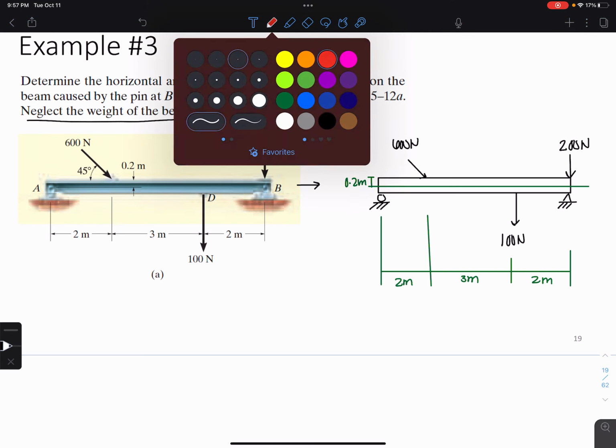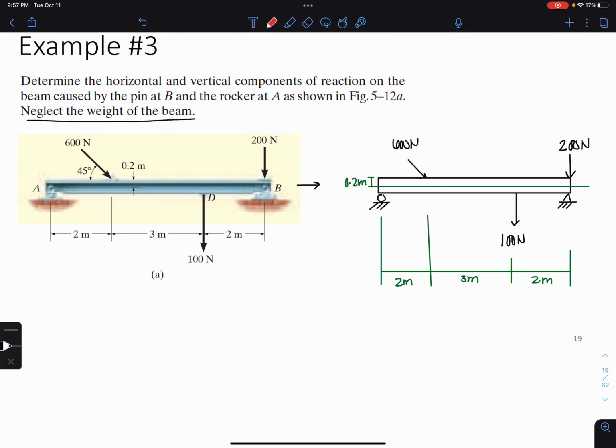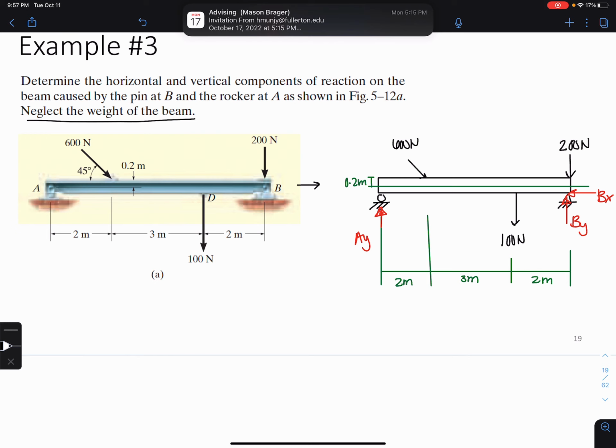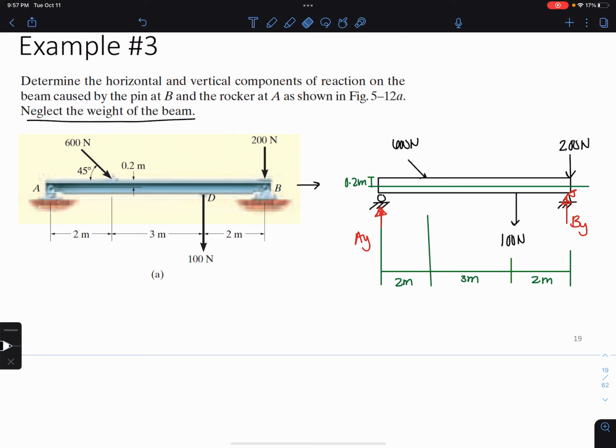Now all I need to do is go to page 10 and add in the support here for a rocker, which is a support perpendicular to the surface. So I'm going to call this Ay. And then for the pin, I have two support reactions, Bx and By. Okay. The Bx is, I'm going to kind of move it. It acts in that center point.